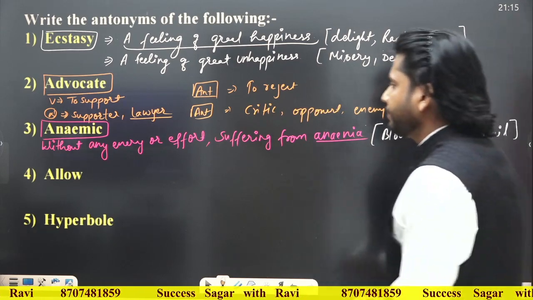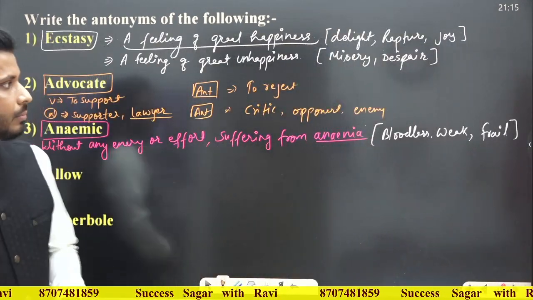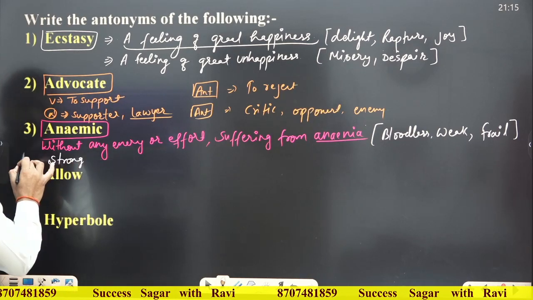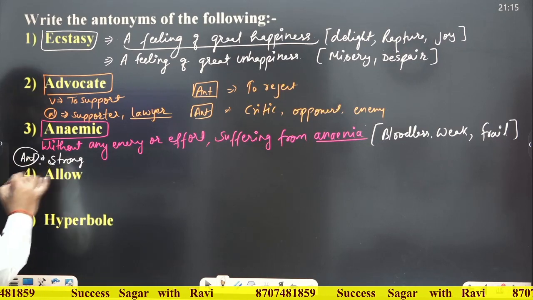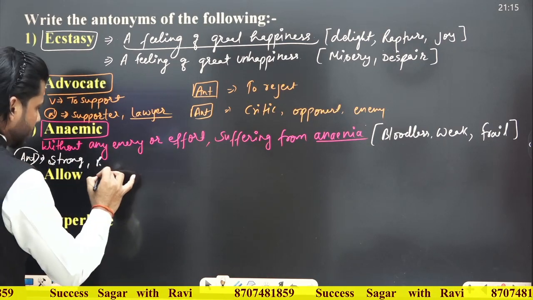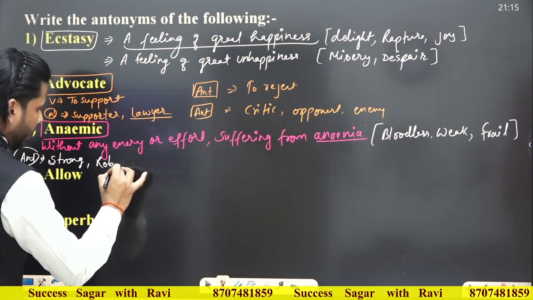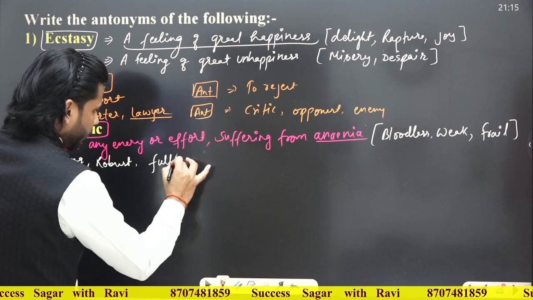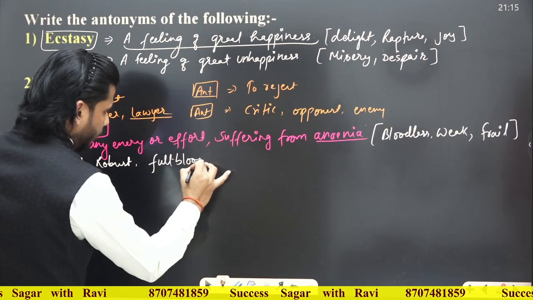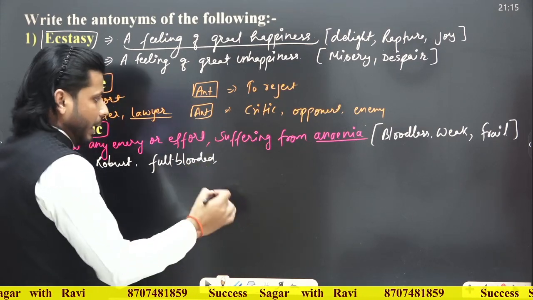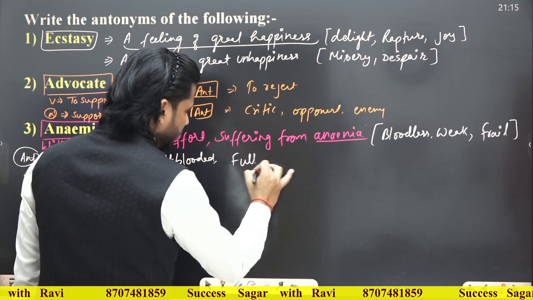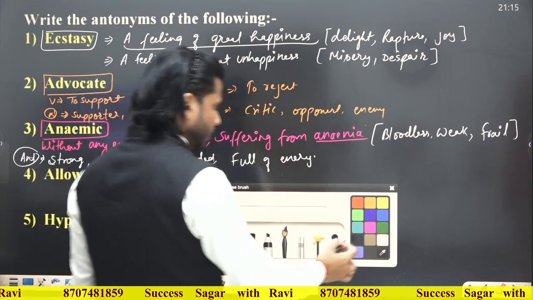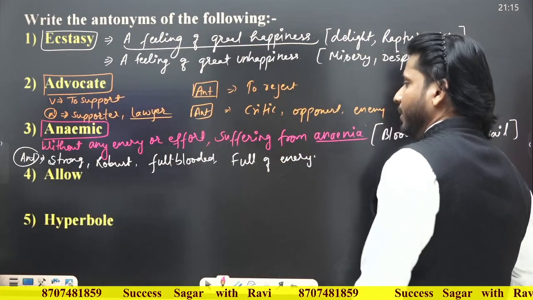What about antonym? Antonym would be strong. You can be strong. Antonym, I am talking about antonym over here. Strong. You can be robust. You can be full-blooded. The opposite words would be full-blooded. You can be full of energy. These are the antonyms and synonyms of the given words I am explaining over here.